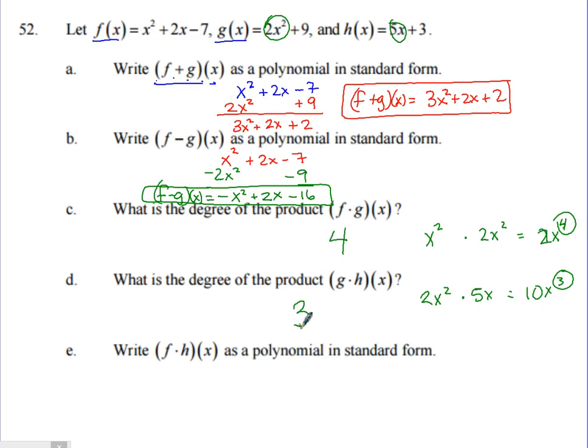All right, then what happens if I multiply f times g? It says to actually multiply it out. So what is f and h? So we're going to multiply f and h. Let me take a picture real quick.